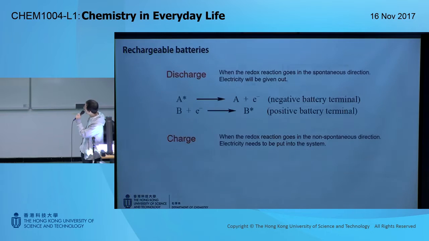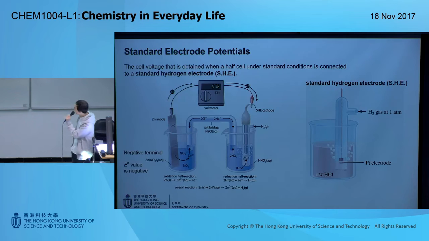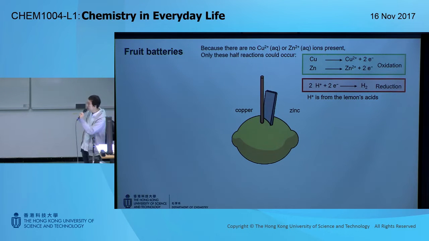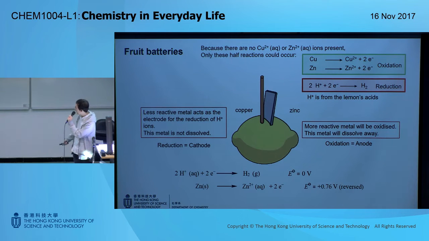Very quickly skipping to the end, we discussed some battery systems, for example fruit batteries. The more reactive metal will oxidize, and the less reactive metal is the electrode where hydrogen ions in the lemon are reduced to hydrogen gas. We could calculate the voltage that can be generated by knowing which of the metals is the more reactive one.